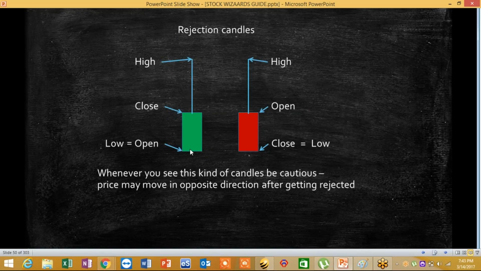There was an attempt made by buyers or other bullish people who tried to push this stock up. Yes, both are rejected. I will tell you why.